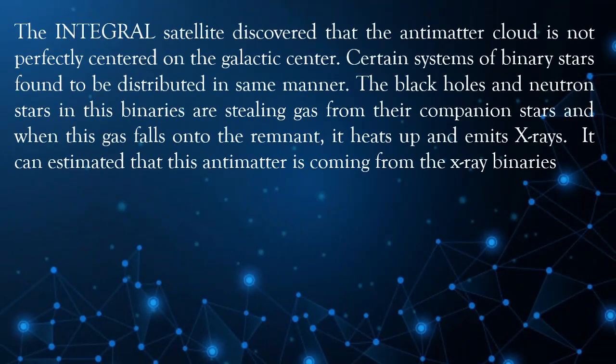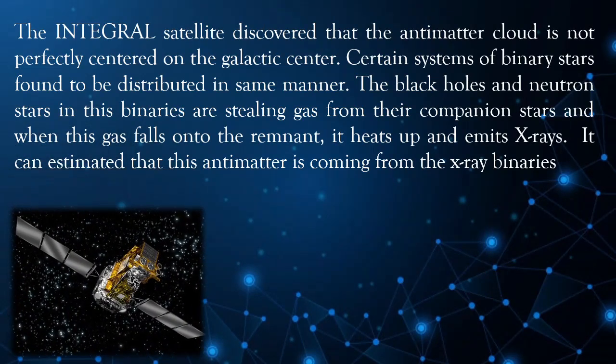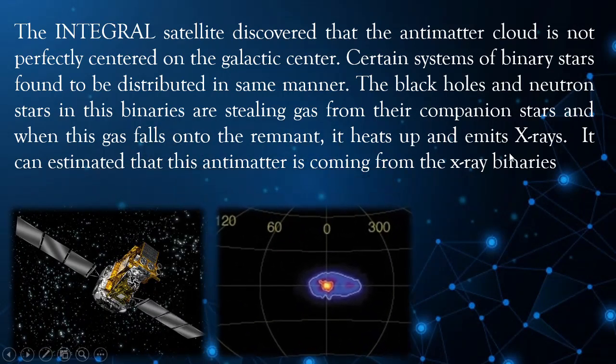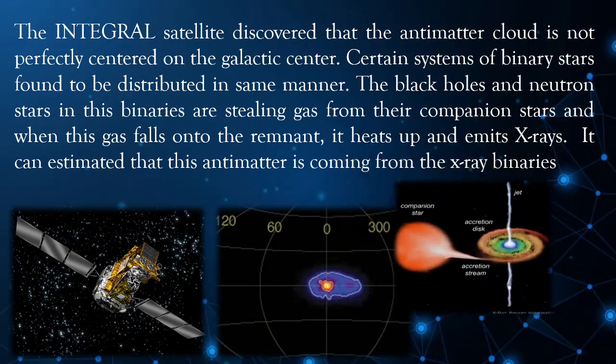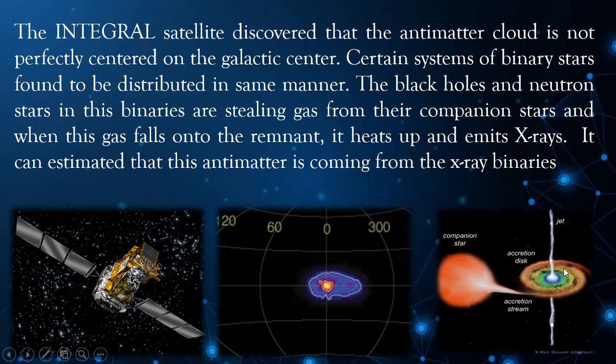The INTEGRAL satellite discovered that the antimatter cloud is not perfectly centered on the galactic center. The shape of the antimatter cloud was somewhat like this. Certain systems of binary stars were found to be distributed in the same manner. The black holes or neutron stars in the binaries are stealing gas from their companion stars, just like this. And when this gas falls into the remnant, it heats up and emits X-rays. It can be estimated that this antimatter is coming from the X-ray binaries.